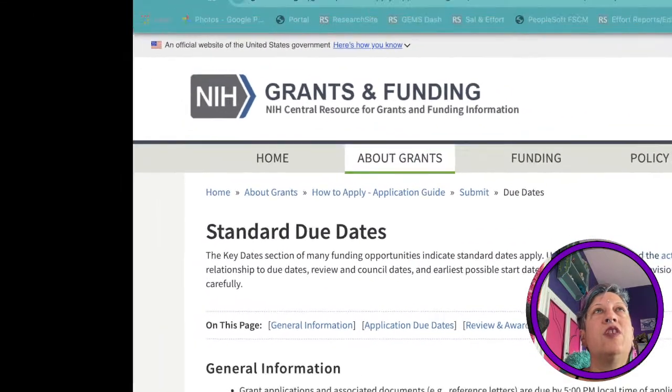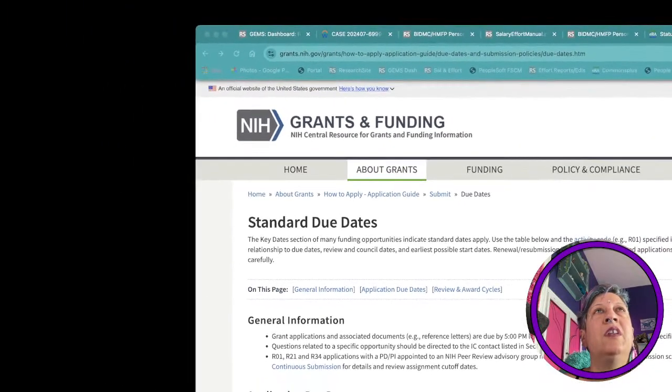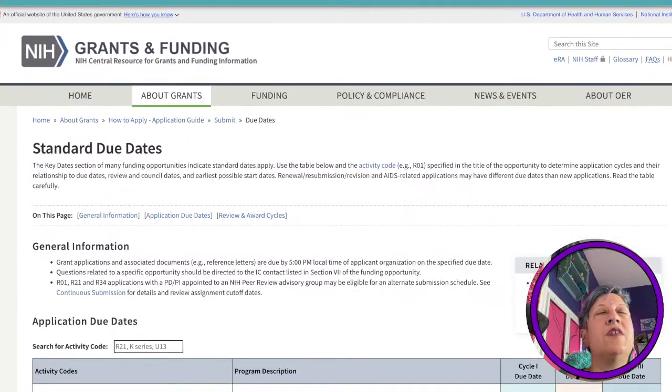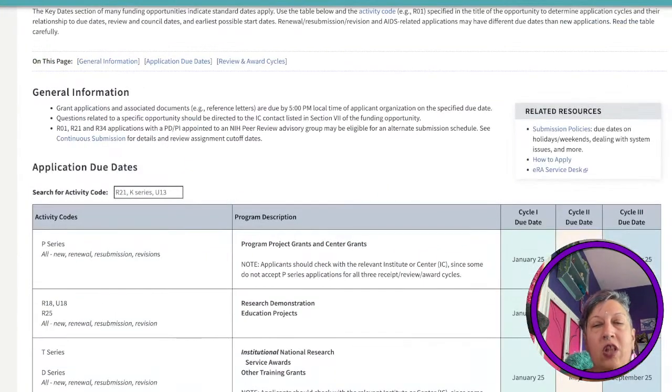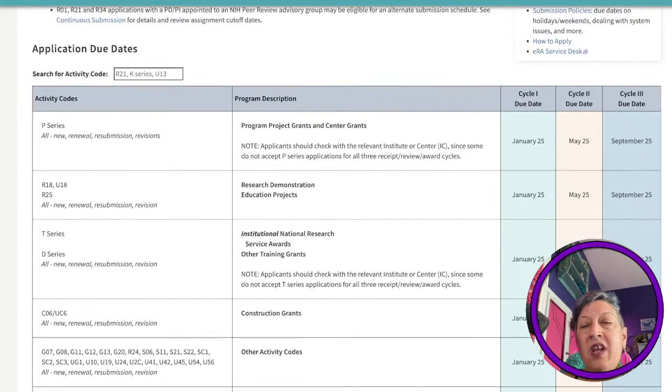So this is a really great tool for anyone who submits NIH grants. It's great because it tells you the general deadlines. For all of the general grants, there's the P series, the R series, the T series, and so on. And you'll notice on the right-hand side, at the top, there's cycle 1, cycle 2, cycle 3.